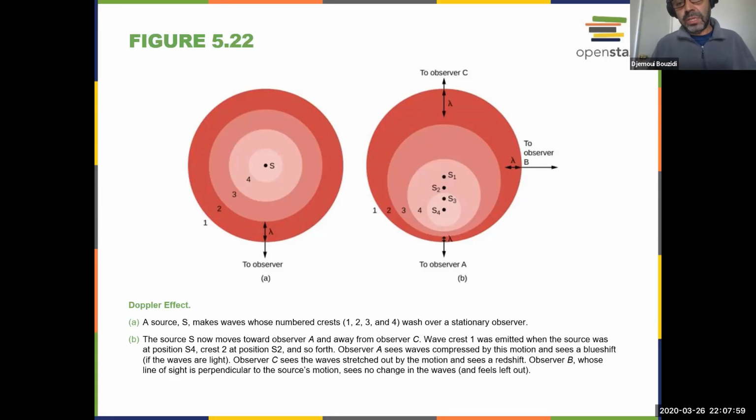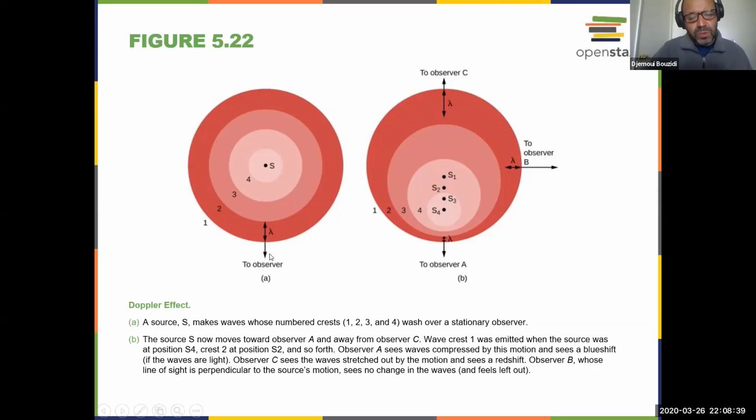We call this phenomenon the Doppler effect, and it's true for light too. It works the same way for light. So basically, you are an observer A, and there is a light source that is coming toward you. Let's make the case, for example, where you're not moving. You're in a station waiting for the train, and the train is approaching you with its siren on. It emits a light when it is in position S1, and then it moves towards you and emits another light.